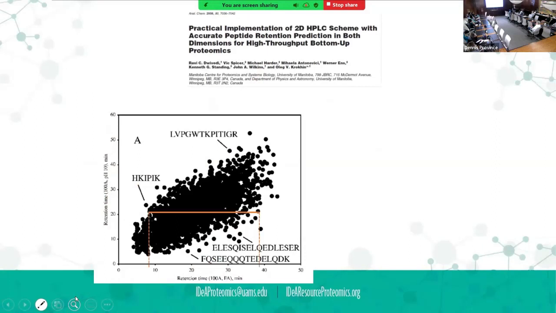And then it occurred to me, oh, but I'm not taking into account the spread. So if you look here at 20 minutes, if you take a fraction at 20 minutes on high pH, the peptides that elute at 20 minutes are going to elute from 8 minutes to 38 minutes at low pH. I was like, oh, that's why it's a good method.